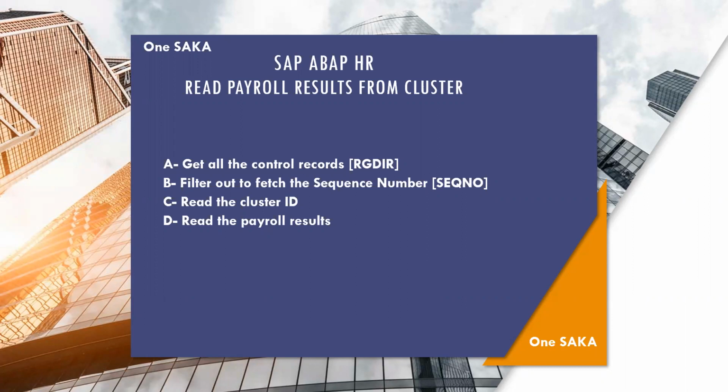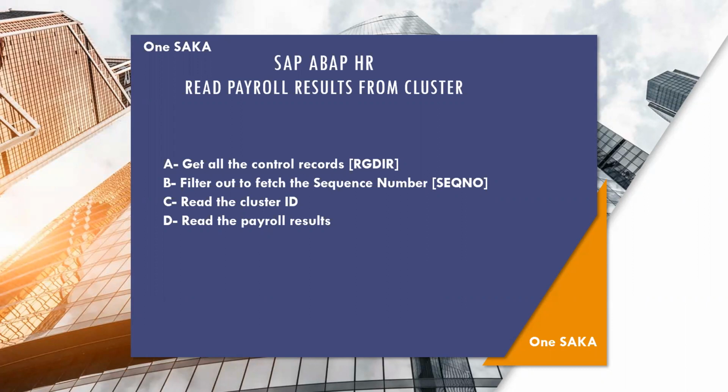Then we need to read the cluster ID. We know payroll results are stored in clusters. It is a country dependent solution. We need to identify the country of the employee, and based on that, the cluster ID we are going to read the payroll from. Once we have the sequence number, cluster ID and employee number, we'll be able to read the payroll result.